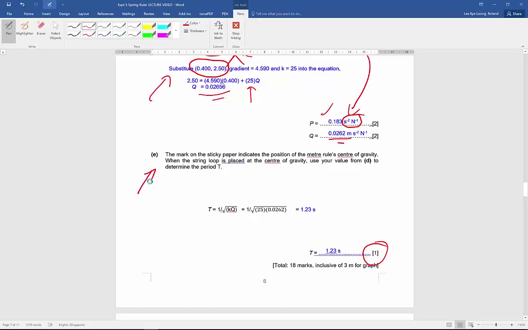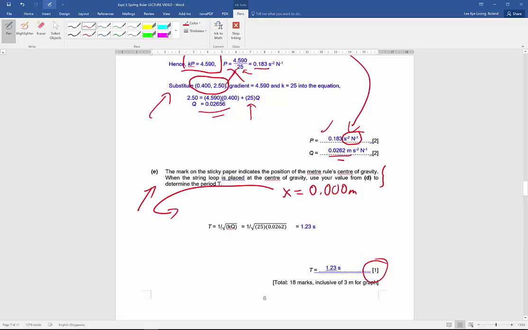What is the question here? The mark on the sticky paper indicates the position of the meter rule's center of gravity. When the string loop is placed at the center of gravity, use your value from D to determine the period T. So what they mean in this sentence is that x is at the center of gravity, so x equals 0.000 meter. So you have to write this down, that you recognize that this means to consider x to be 0.000 meter, and therefore you show your substitution into the equation.